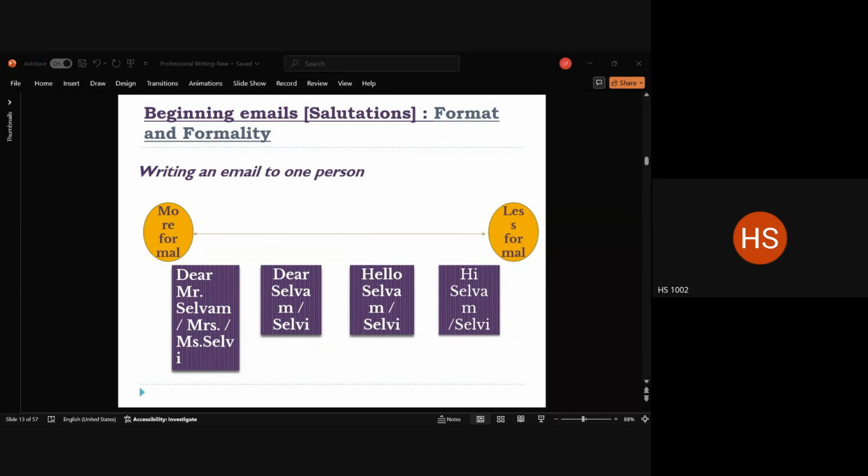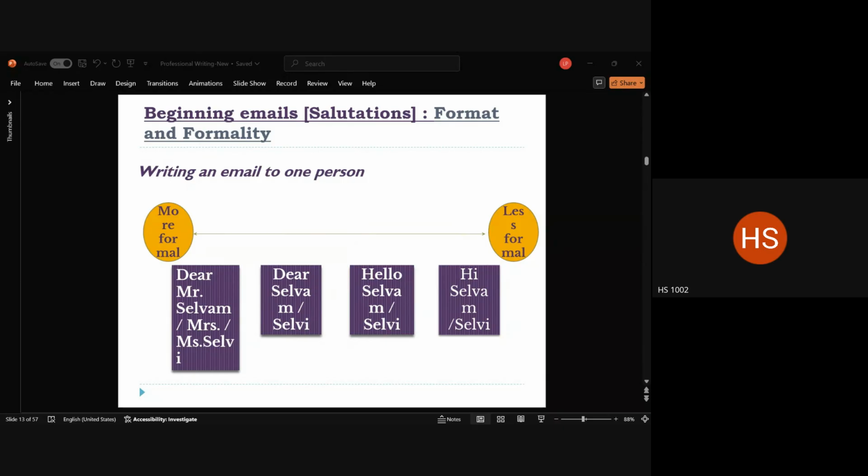Second reason could also be that they're unfamiliar, we do not know them. They probably are in the same company. We might have seen them or have talked to them once or twice here and there, but our familiarity level with them is very low. So these are usually the two instances where you use the first kind of salutation.